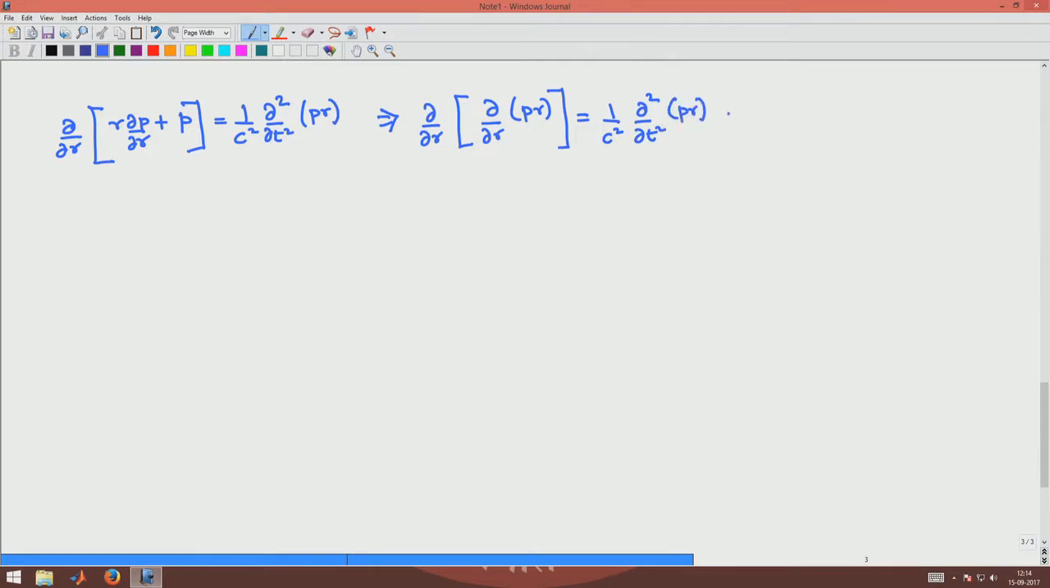Finally, the right hand side is as it is. So, this equation in turn implies that I have to take the second derivative of the pr variable on the left hand side, and that is essentially equal to (1/c²) ∂²/∂t² of (pr). So, the final equation that I am looking to solve after all this simplification for the spherical waves looks like this.